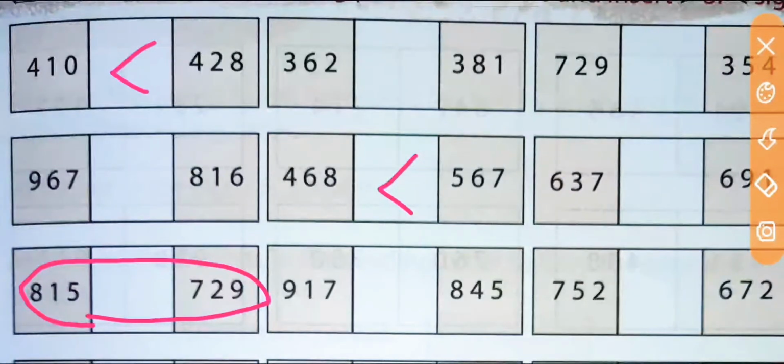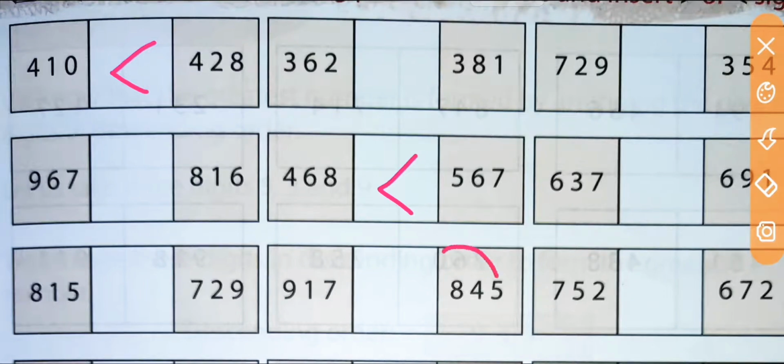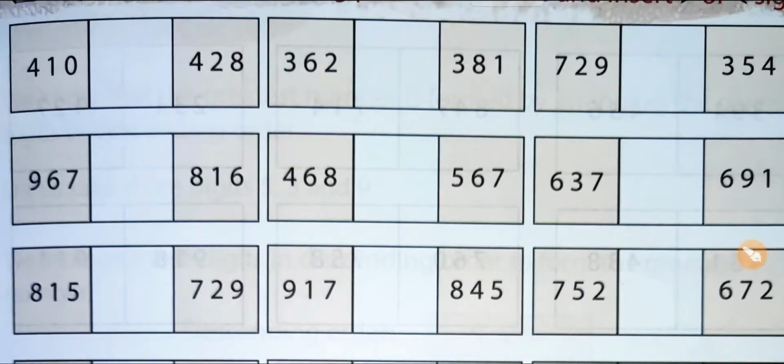815 and 729. Now first we have to check the digit of hundreds. For the first number, the digit of hundreds is 8. For the next number, the digit of hundreds is 7, and we know 8 is greater than 7. So 815 is greater than 729, and this is the representation. By this way we can check which number is smaller and which number is greater.